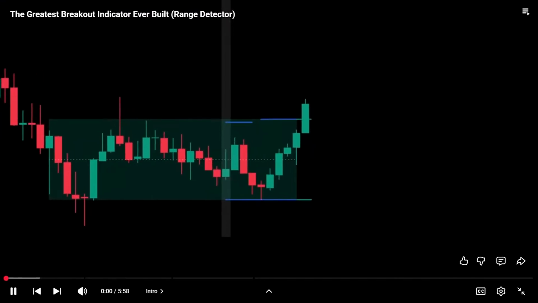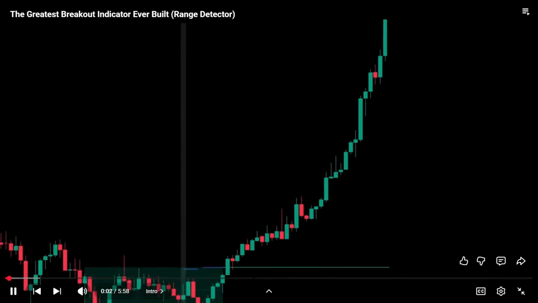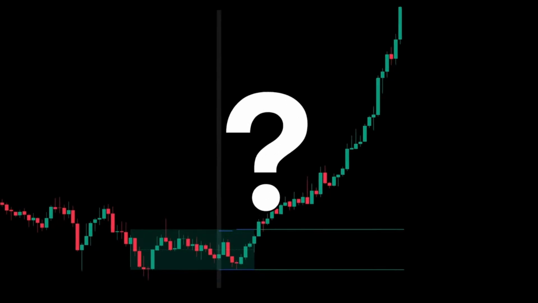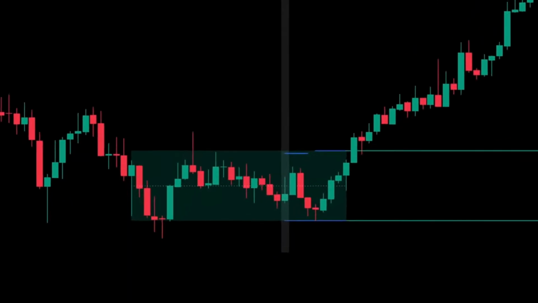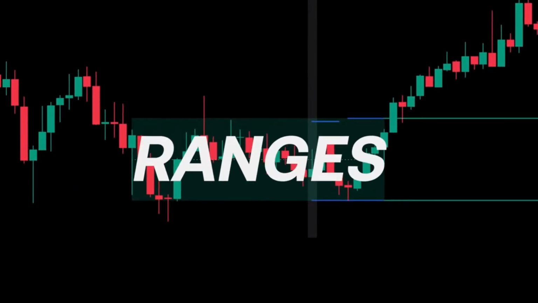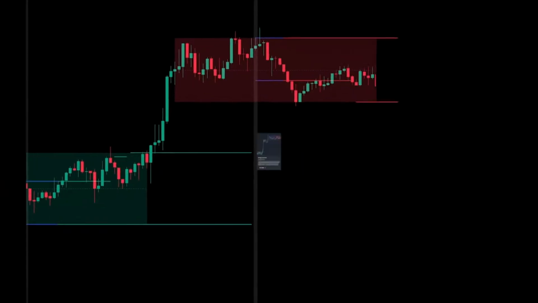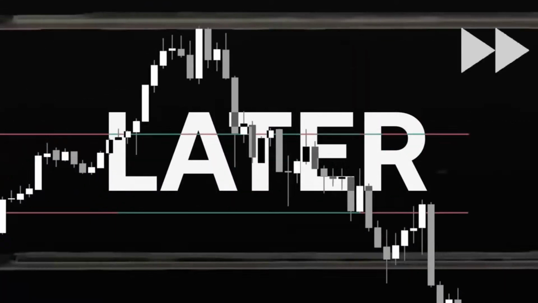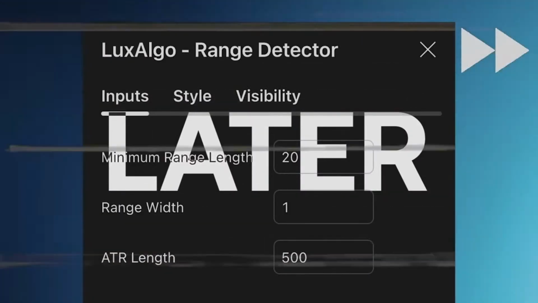You're about to miss the most powerful breakout of the month, and you won't even see it coming. Why? Because it's hidden inside the one thing traders overlook the most: ranges. But what if you could flip that weakness into your secret weapon? In this video, we're going to show you a tool that does just that.